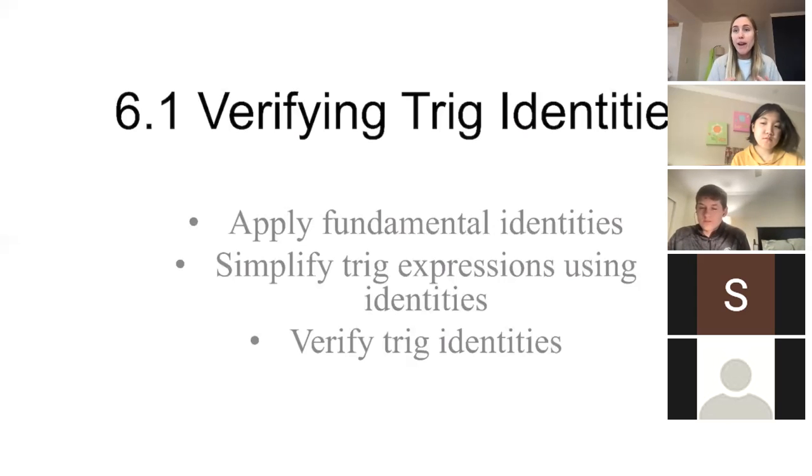And when we're verifying trig identities, you're basically given an equation and you're told the left-hand side is equal to the right-hand side, even though they might look very, very different. And your job is to prove that the left-hand side is equal to the right-hand side. And we'll talk about the rules around verifying the trig identities.